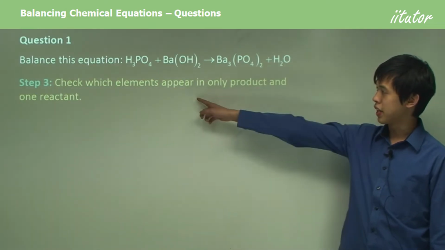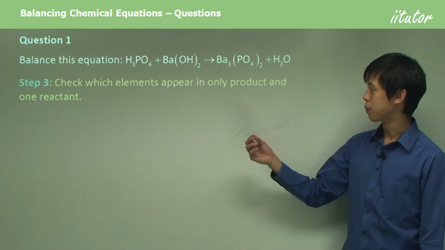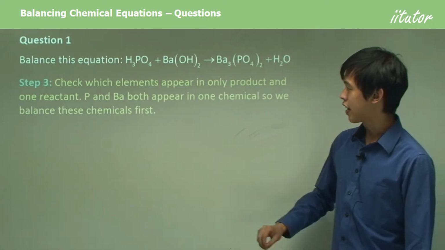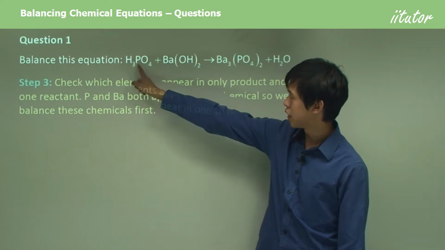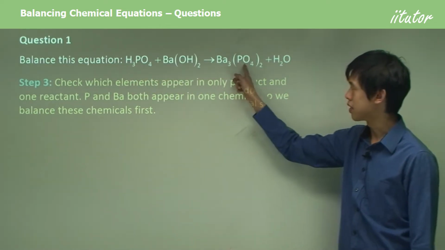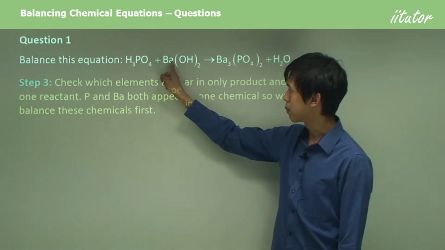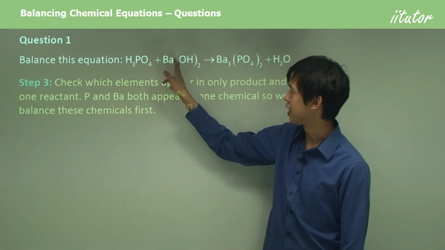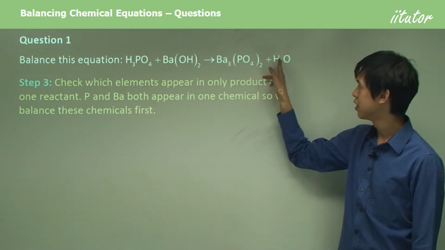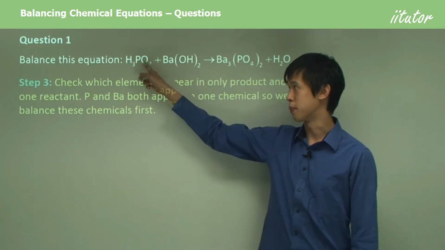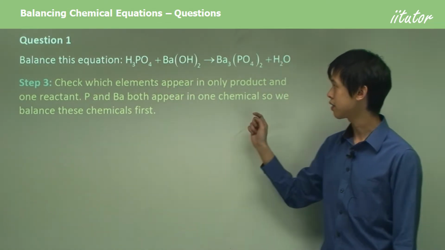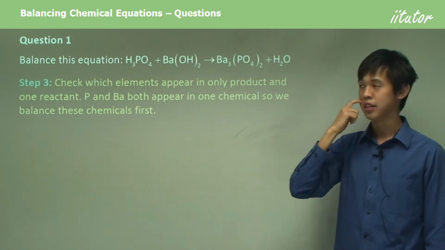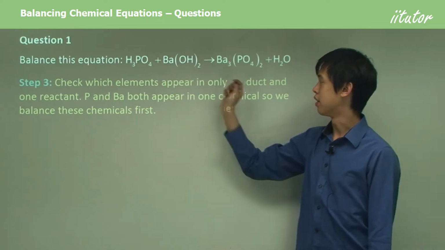Now check which elements appear in only one product and one reactant. So if we look at it, P, phosphorus, appears once here, once here. Barium appears once here, but hydrogen appears here and here, and here. So hydrogen's not a good choice because it appears twice on the left-hand side. And oxygen's not a good choice because it appears here and here. It appears in 2 on both sides.